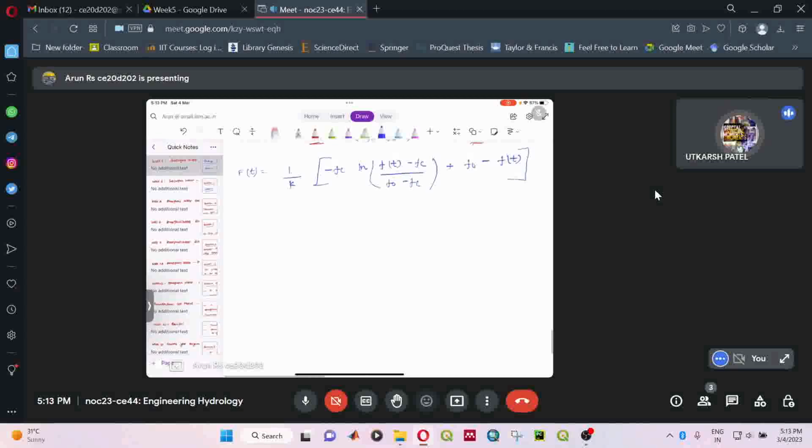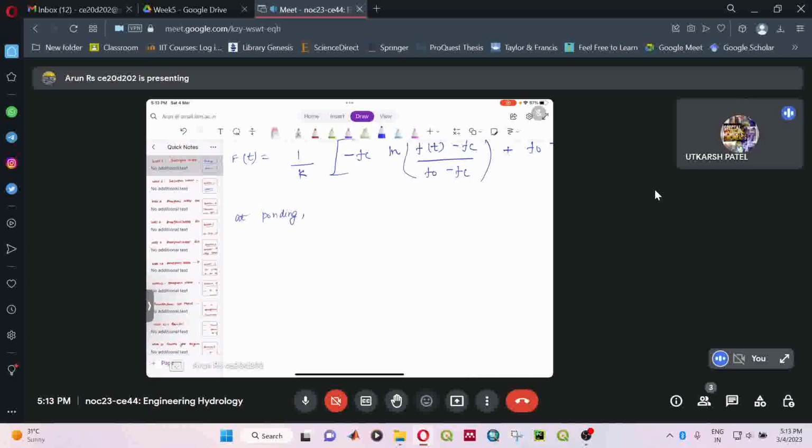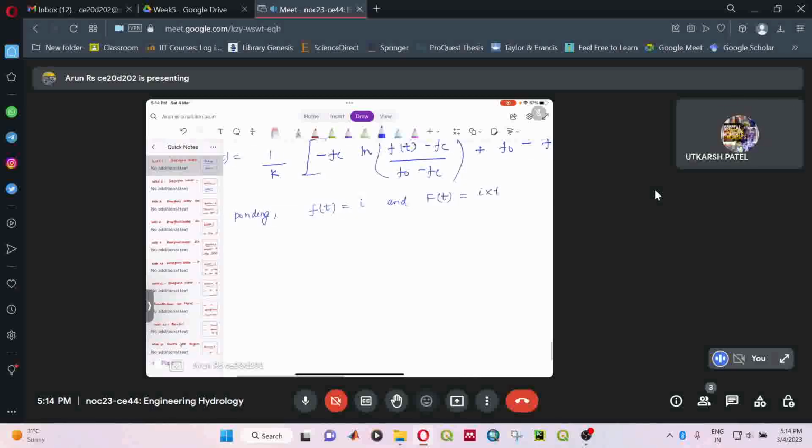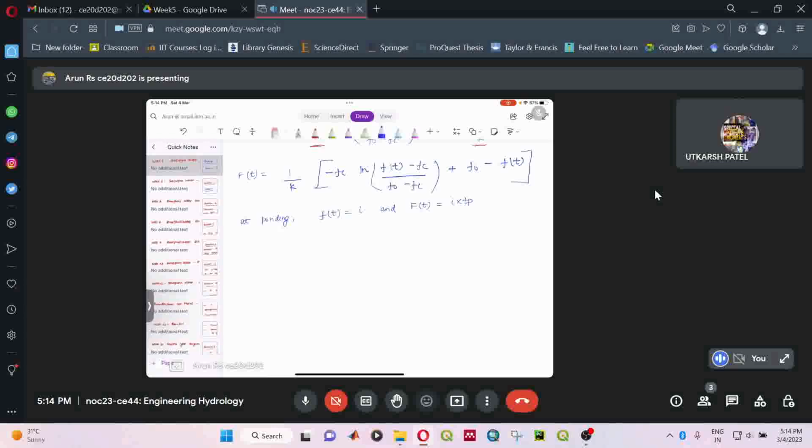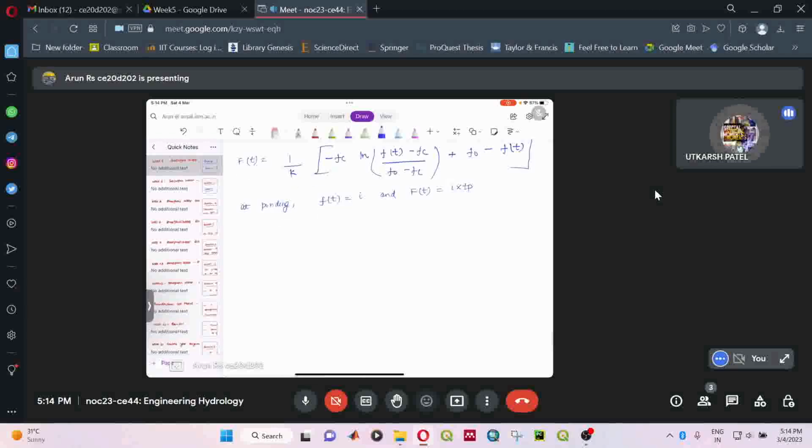So now we can come to the ponding condition. At ponding, what happens? Small f of t is equal to I, and capital F of t can be written as I into Tp. Correct? Yes, sir. So now we are going to substitute the same thing in the above equation, where Tp is the time of ponding. That only we are going to find out.